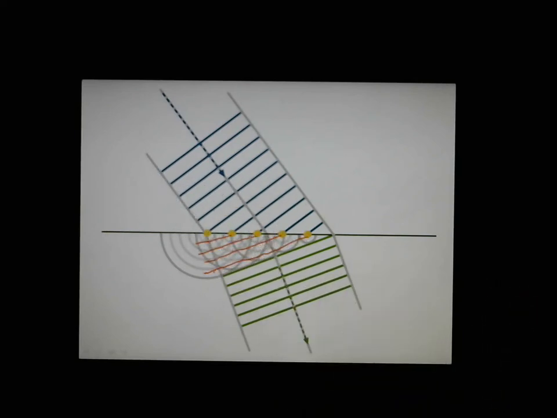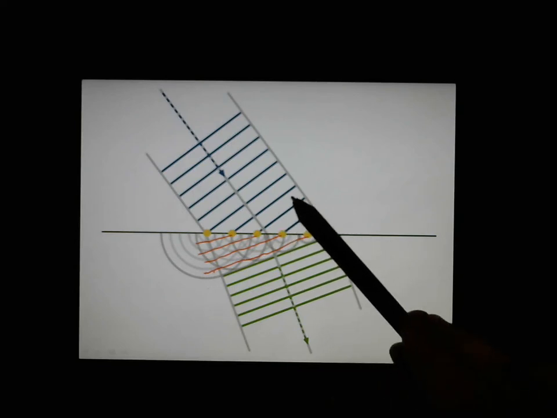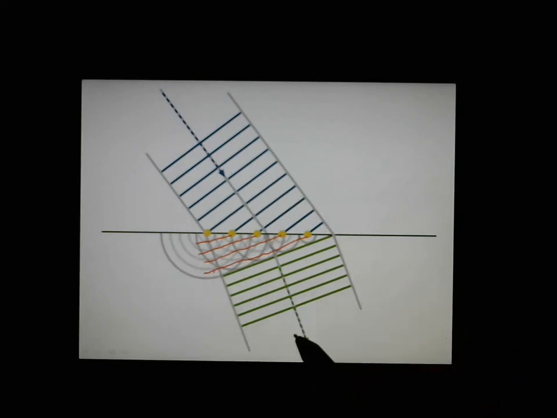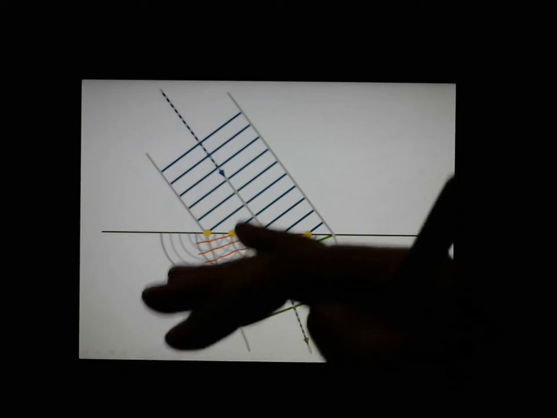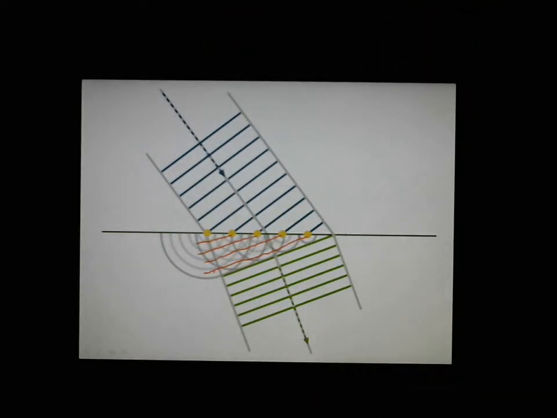So, even still, it's not bending, it's just that this bit that got here first is now moving faster, and so the wave circles, because they're continuing to spread outwards from the central point, create this appearance of a wavefront.